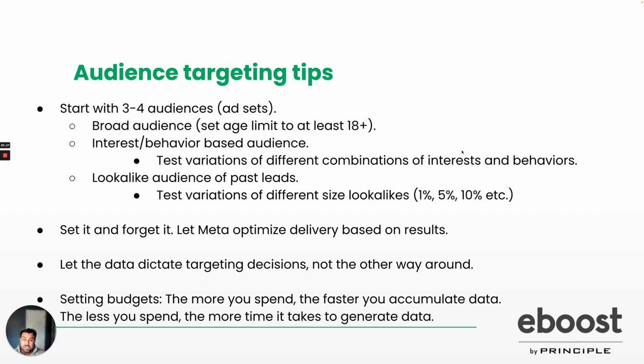So next, you're going to want to start with typically 3 to 4 audiences, or again, ad sets here. Broad audience, one of the ones I mentioned. Set the age limit to be at least 18 plus, I don't think you can even gather leads from people younger than that. I don't know why you would necessarily, but typically you want to go 18 plus and then focus on any other limiting factors, like I mentioned, geographic regions, or gender. And then another good one to start with is just interest and behavior based. So test variations of different combinations of interests and behaviors, and then lookalike audiences of past leads, or lookalike audiences of people who've come to your website.